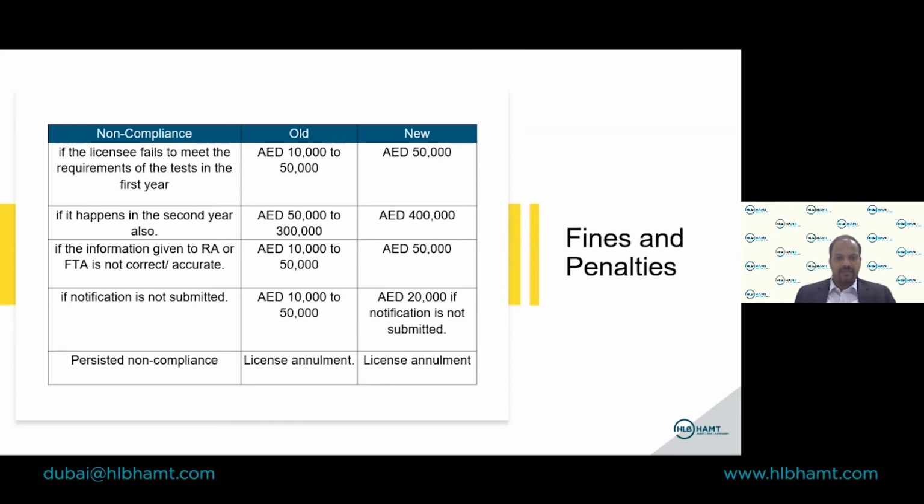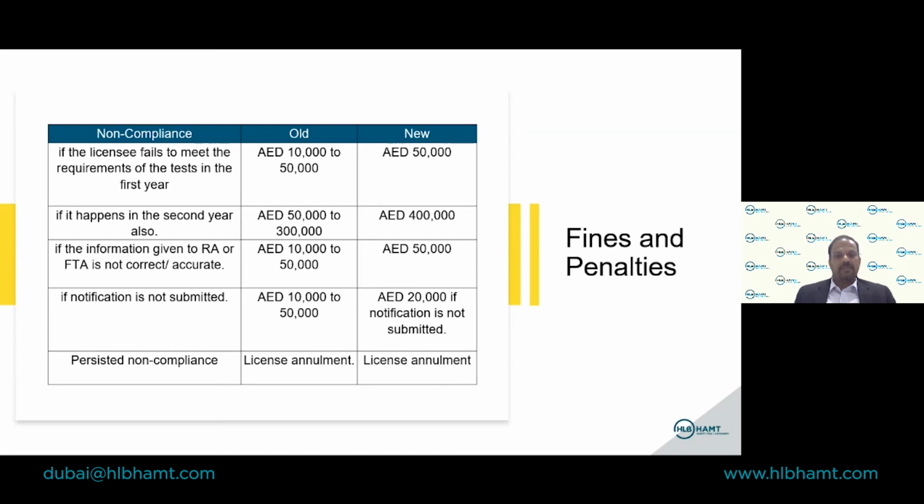Now, if it happens in the second consecutive year also, then the earlier 50,000 to 300,000 now becomes 400,000 straight away. So the first time failure 50,000, second year onwards 400,000 dirhams, they can impose as penalty. And if the information given to the relevant authority or FTA is not correct or accurate, then from the 10,000 to 50,000 bracket, straight away they fix it as 50,000. If notification is not submitted, earlier it was the 10,000 to 50,000 bracket, now it is 20,000 straight away. Calculation is easy for FTA if notification is not submitted.